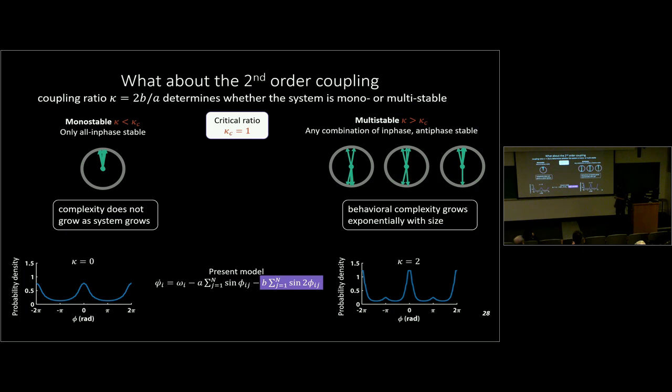Well, if you have a monostable system, the complexity of the system does not grow at all when the system grows. And this critical ratio itself that differentiates the domain of no complexity and complexity is actually invariant across scales. So, in this sense, it connects the emergence of complexity across scales.